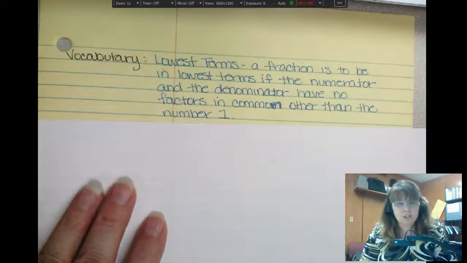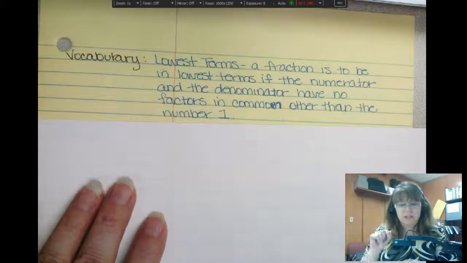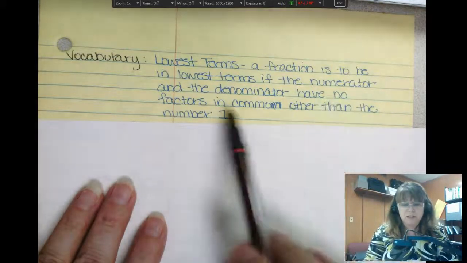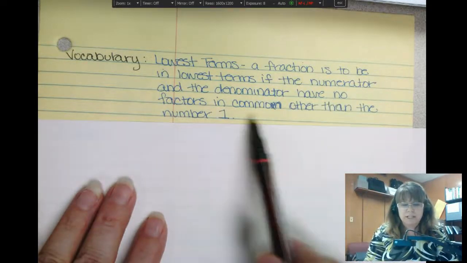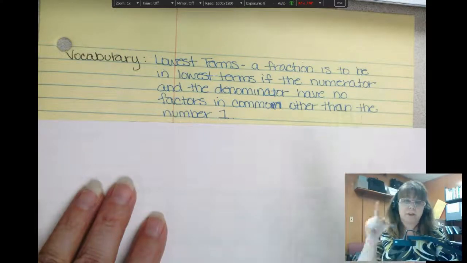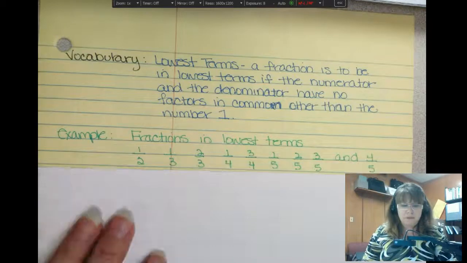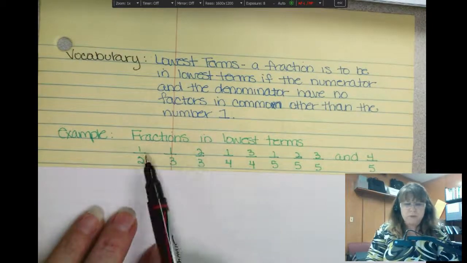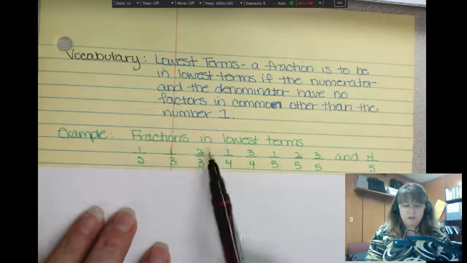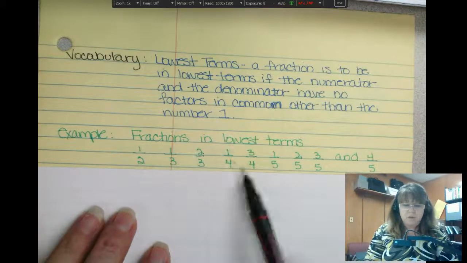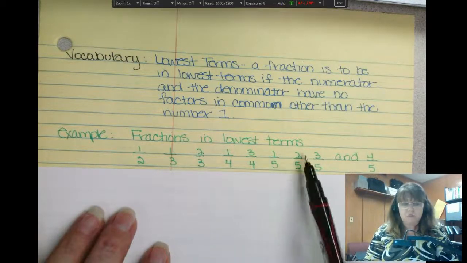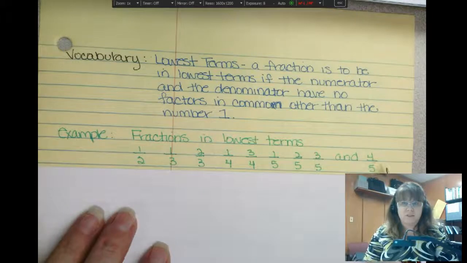So the lowest terms of a fraction: a fraction is said to be in the lowest terms if the numerator and denominator have no factors in common other than the number 1. For example, fractions in lowest terms would be 1/2, 1/3, 2/3, 1/4, 3/4, 1/5, 2/5, 3/5, and 4/5. Those are all in their lowest terms.